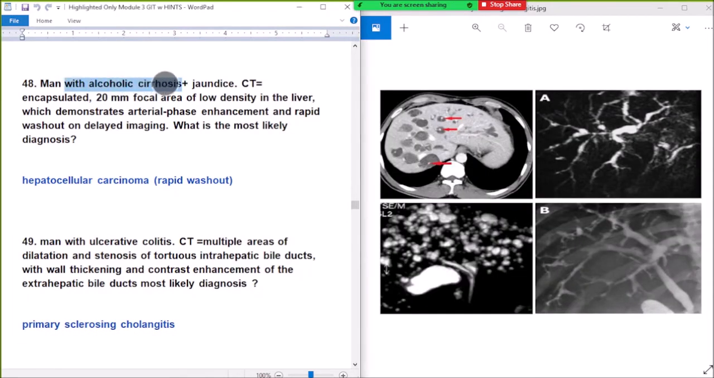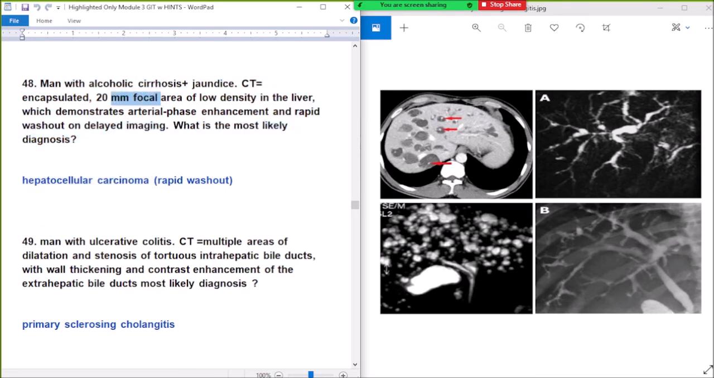Man with alcoholic cirrhosis plus jaundice. CT scan shows an encapsulated 20 mm focal area of low density in the liver, which demonstrates arterial phase enhancement and rapid washout on delayed imaging. Most likely diagnosis: hepatocellular carcinoma. Rapid washout on delayed imaging is seen in hepatocellular carcinoma.